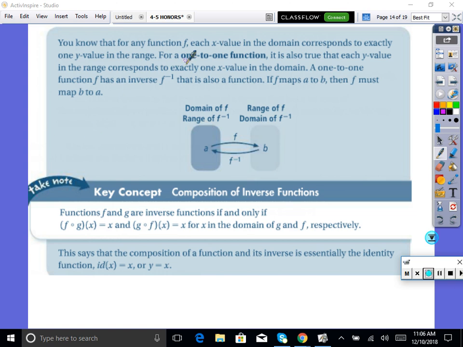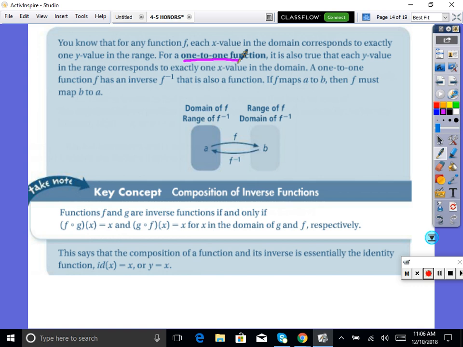Now, to make something a one-to-one function, it is also true that each y value has only one x. So it's the opposite of that. So basically, isn't it true that if it's just backwards, they've just switched x and y, the inverse just has to qualify as a function as well?